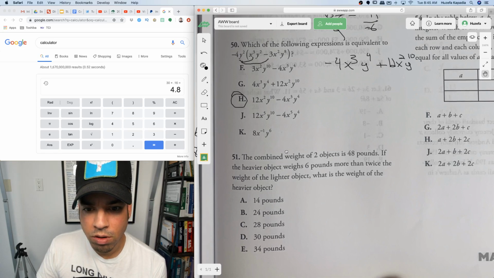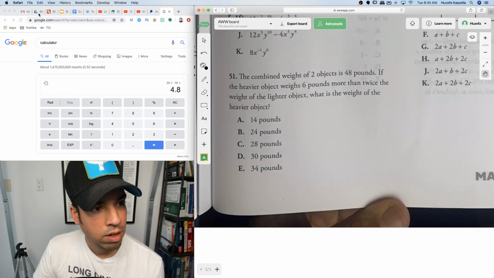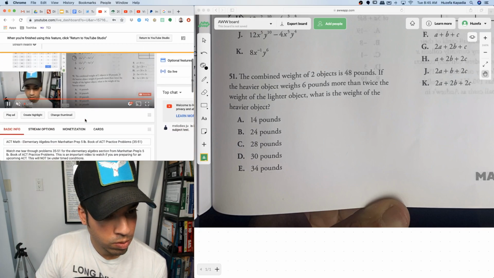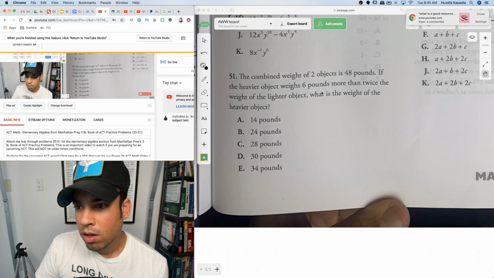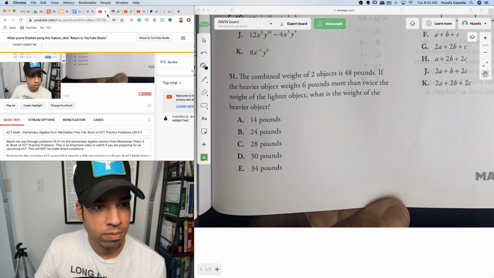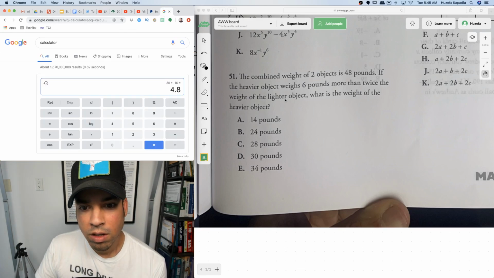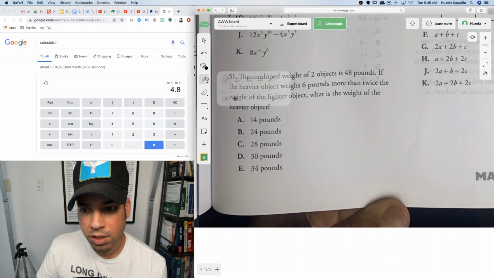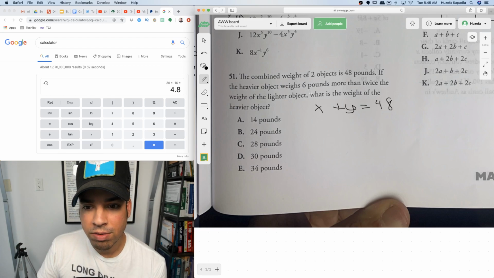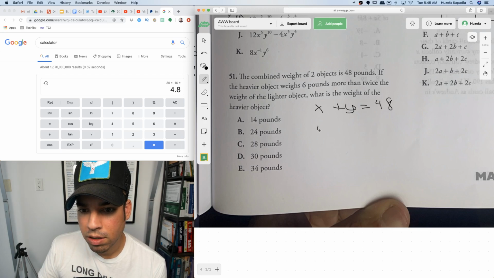Dunzos. Numero 51, and I think we're only going to 51. Let me just double check. Can't remember what I wrote. Yeah, 51. Okay, so we got the last one. The combined weight of two objects is 48 pounds. Let's convert that to an equation. Boom. If the heaviest object, so I call it y, weighs 6 pounds more than twice the weight of the lighter object, what is the weight of the heavier object?